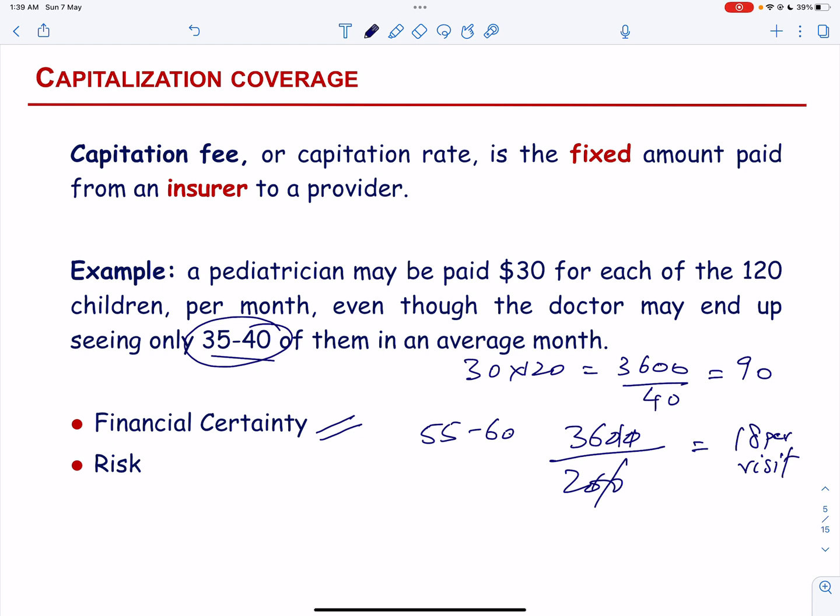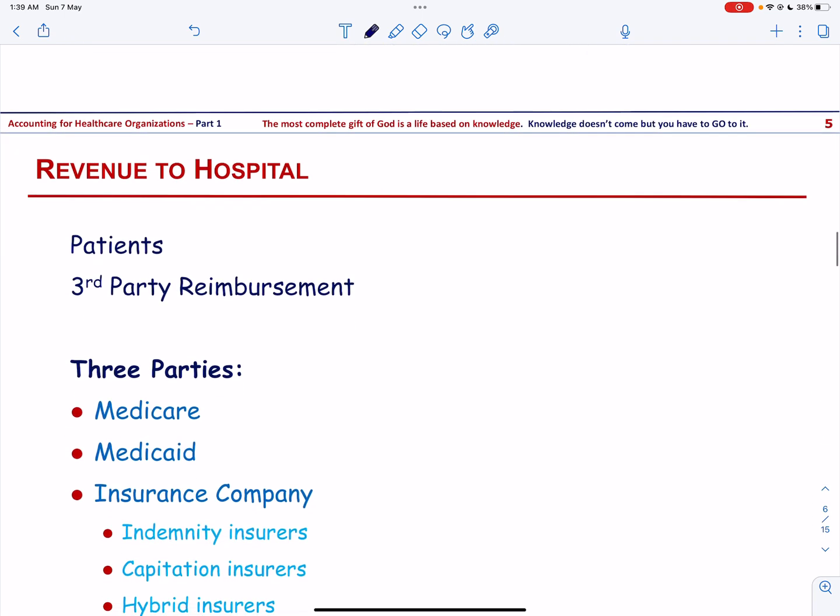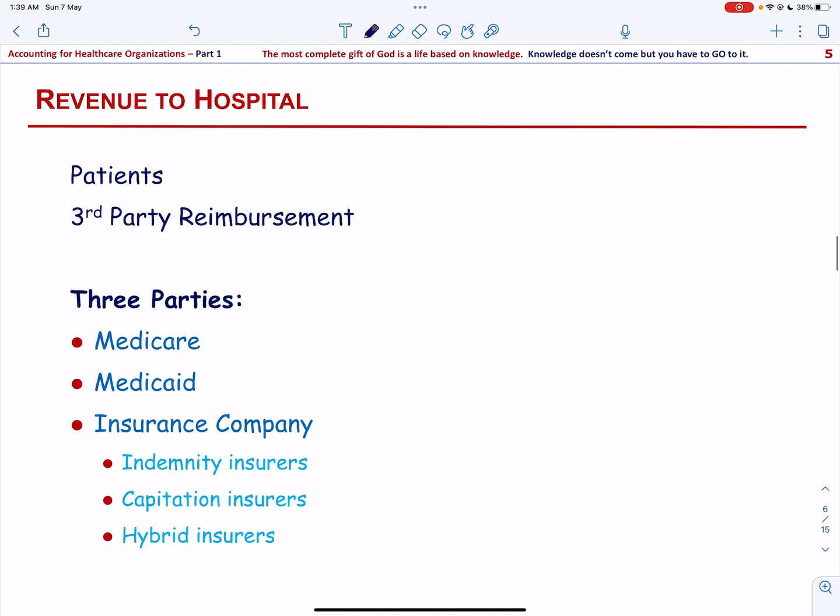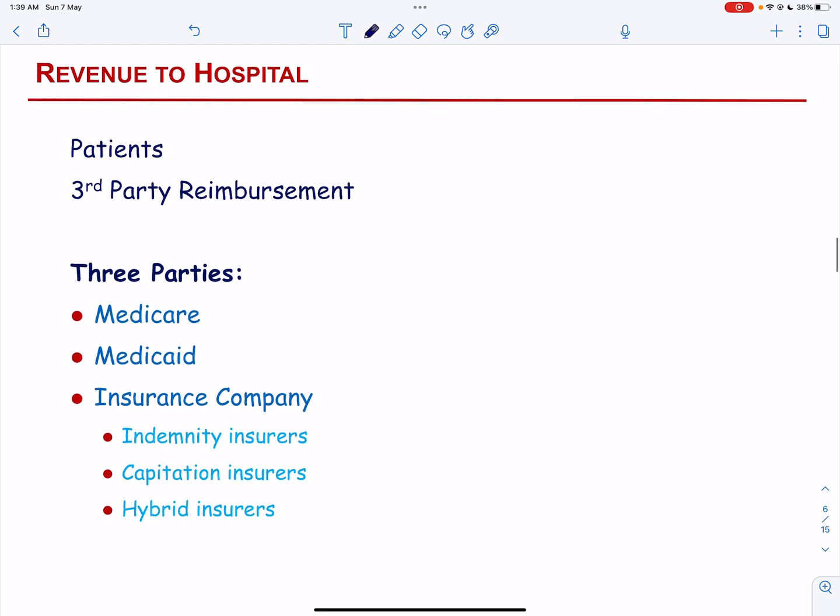Now let us talk about how the hospitals get the revenue, and the revenue comes from third party reimbursements and not from the patients. So let us talk about what is a third party payer. Revenue will come maybe in a very small amount from the patients, but most of it is going to come from the third party reimbursement, that is the insurance companies.